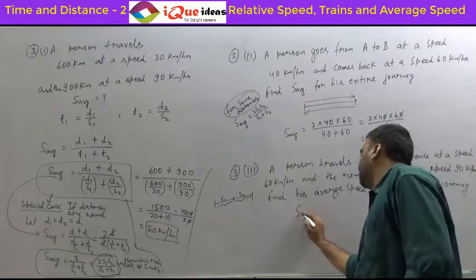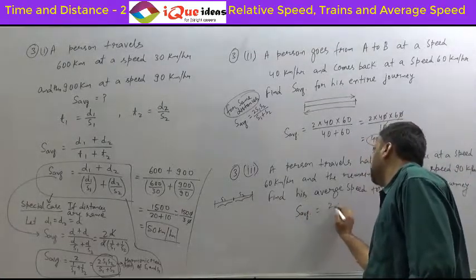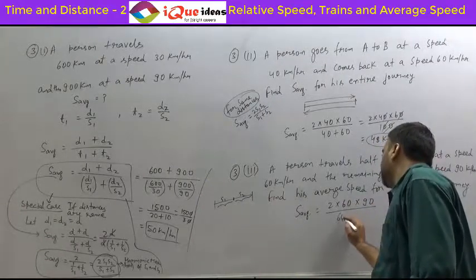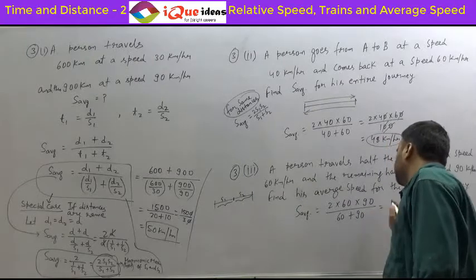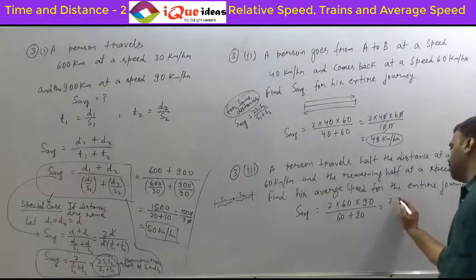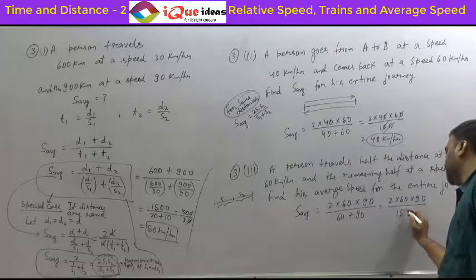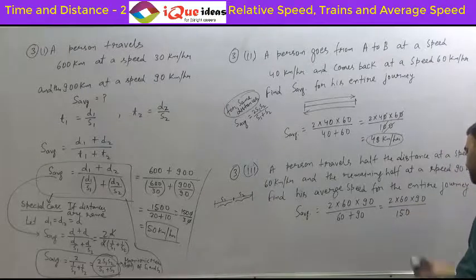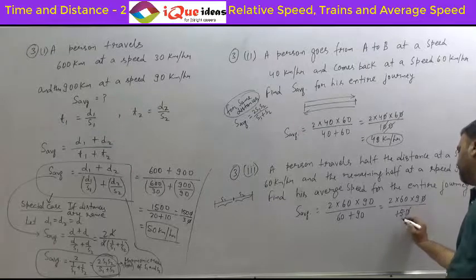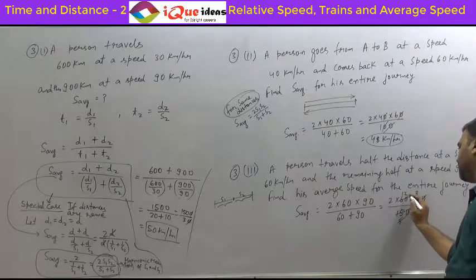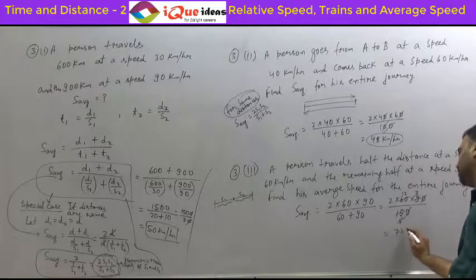So we'll have average speed equal to 2 into 60 into 90 divided by 60 plus 90. So we'll have 2 into 60 into 90 divided by 150. Right? So I think this will be cancelled. 3 5 times and 3 3 times, and then 5 12 times. So 12 into 6 is 72 kilometers per hour.